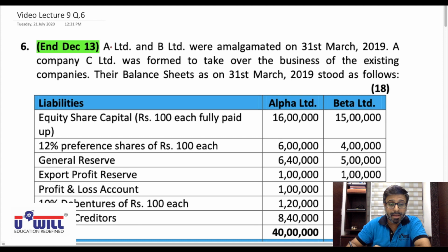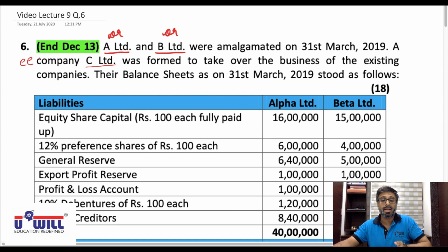A Limited and B Limited were amalgamated on 31st March 2019. A company C Limited was formed to take over the business of existing companies. So A Limited and B Limited, old companies which are going into liquidation, are transferor companies. And C Limited, the new company which is formed, is the transferee company.